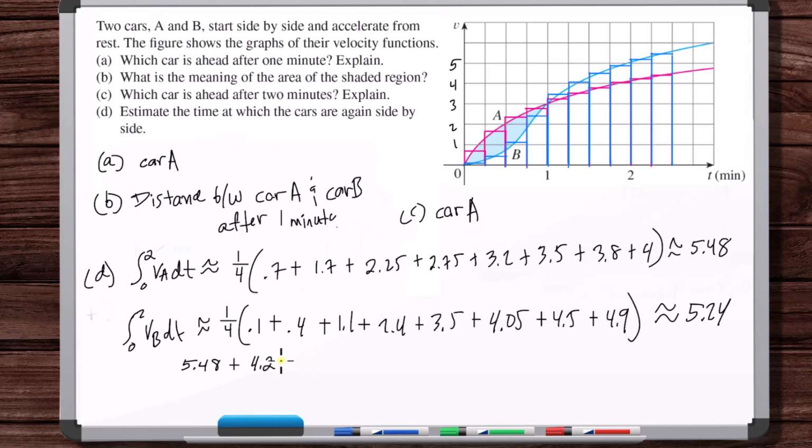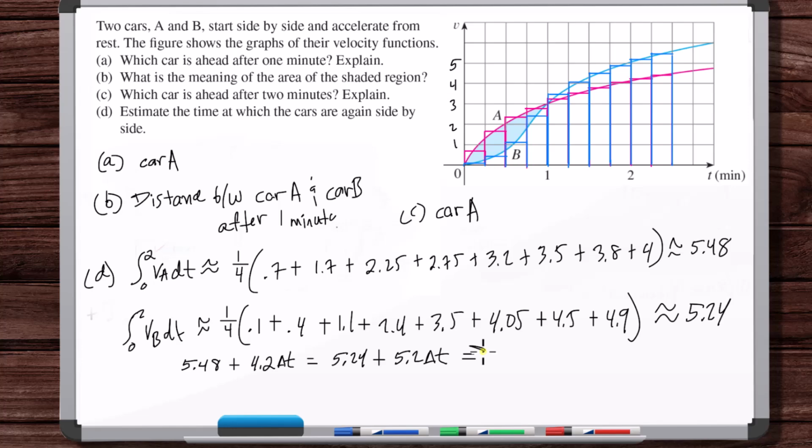times some time. We'll call it delta t. This is going to be a time after 2 minutes. So 5.48 plus 4.2 times some delta t is going to be equal to 5.24 plus, well, this looks like 5.2, times that same delta t. And when we get that delta t, we'll just add that to 2, and that'll be the time.